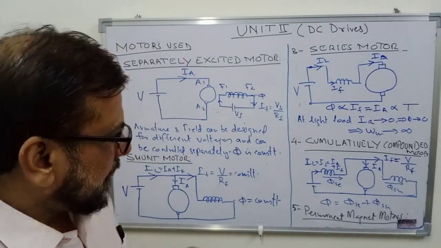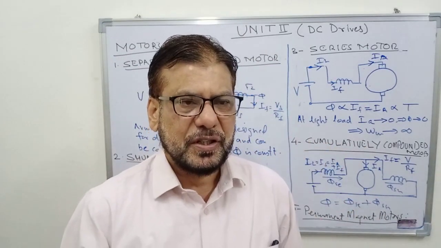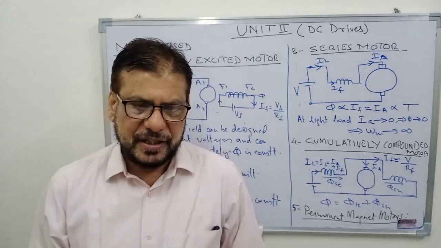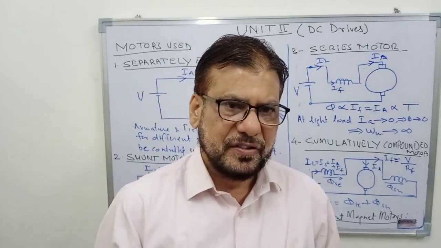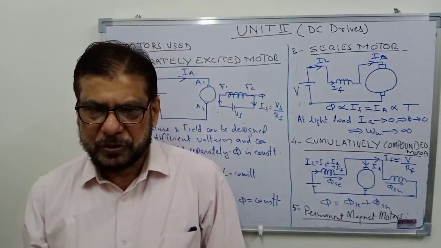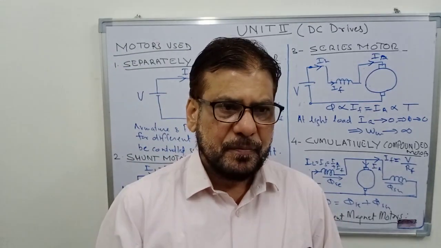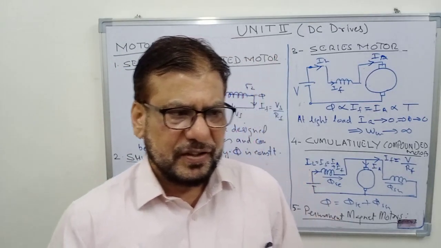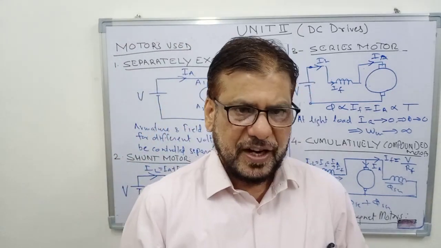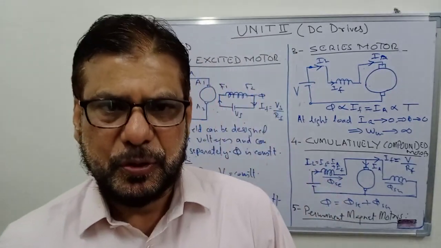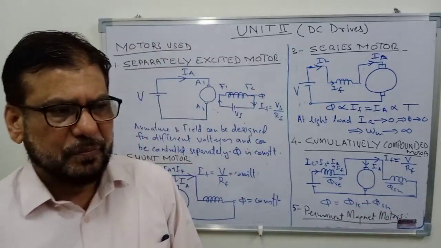So, in this unit we shall start with the different motors which are used in DC drives, then their characteristics, and then I will discuss starting of DC motors, braking of DC motors, then various conventional methods of speed control of DC motor, and then we shall finally discuss the rectifier controlled DC drive and chopper controlled DC drives. So these will be covered in this unit number 2.